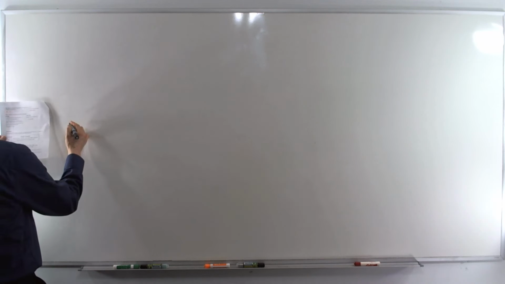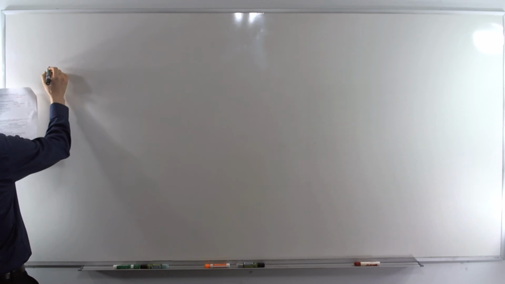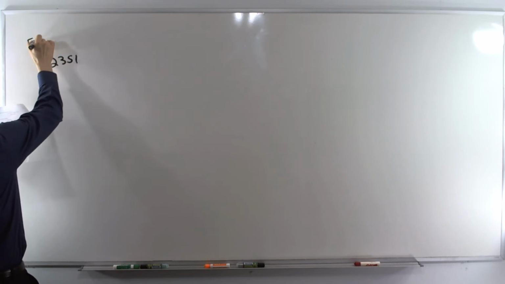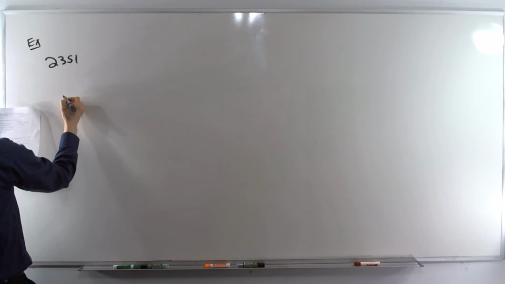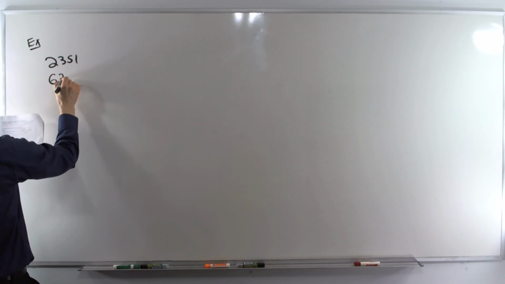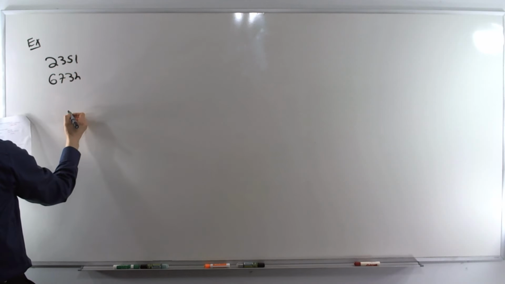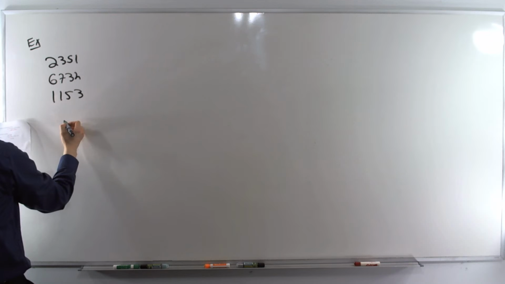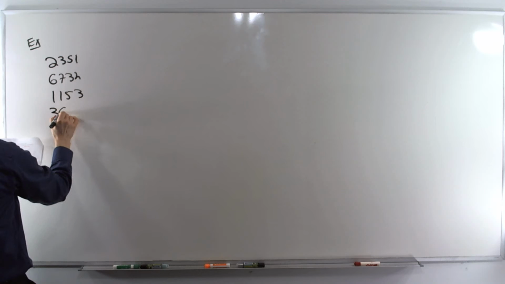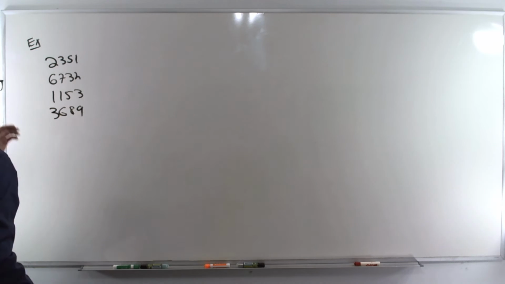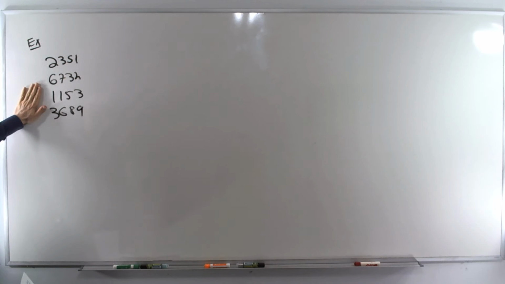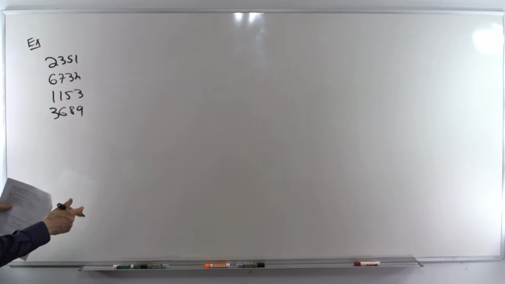So for the example, we're going to estimate the sum of 2351, 6732, 1153, and 3689. So the first thing we're going to do for estimating the sum of these is round each one. We're going to round to the leftmost digit, so we're rounding to the thousands in each case.